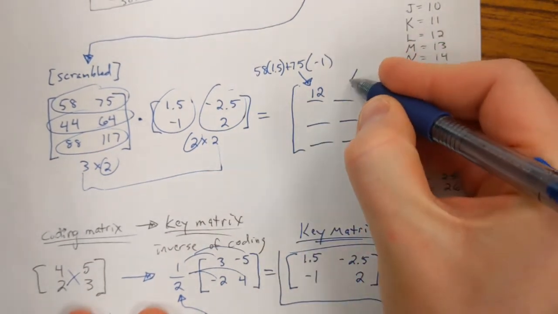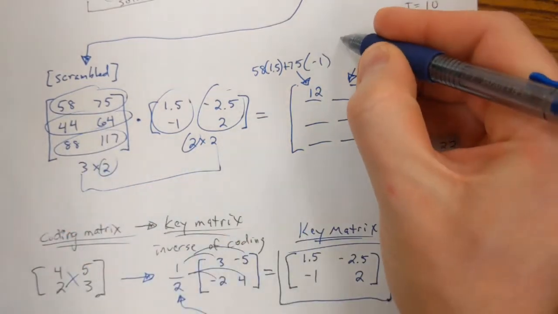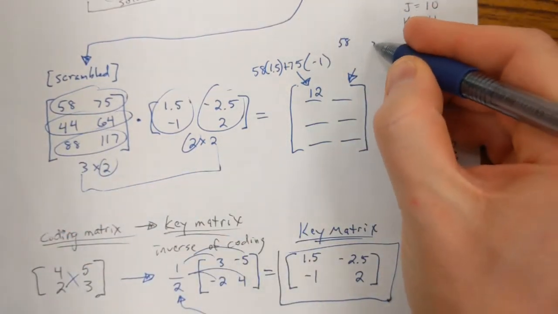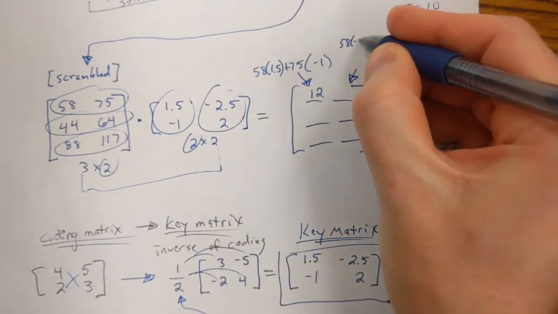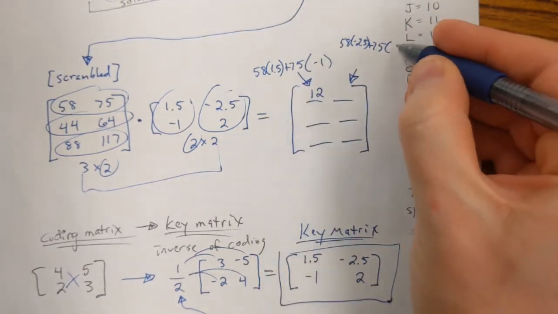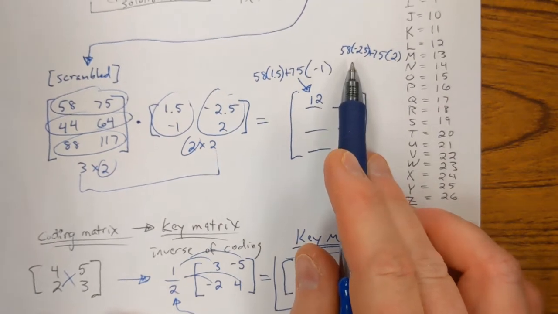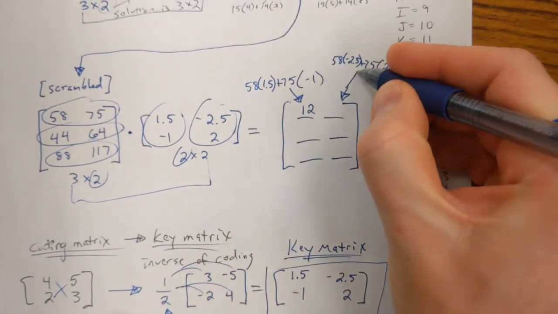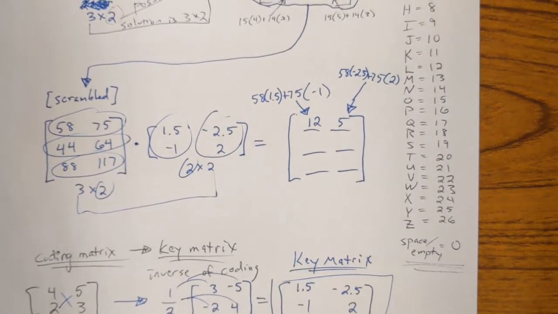Let's do one more together, and then I'll just finish off the rest. So to find my top right answer, I'm going to take my top row, the 58 and the 75. This time I'm going to combine it with my right column, the -2.5 and the 2. And believe it or not, when I multiply these together, I know that's written really small there, it comes out to 5, and that's great because that means E.